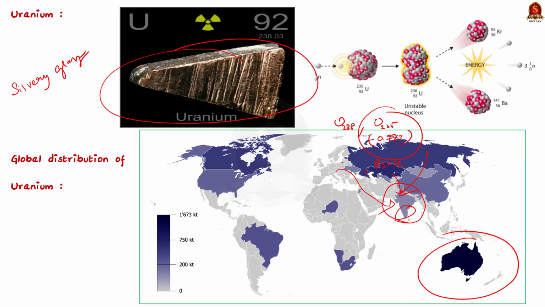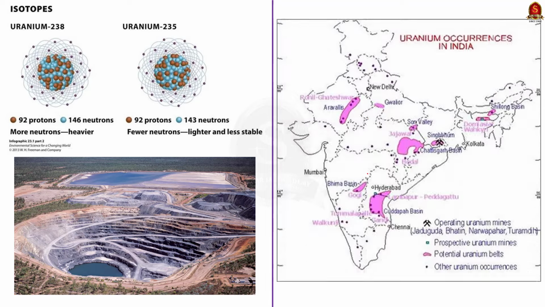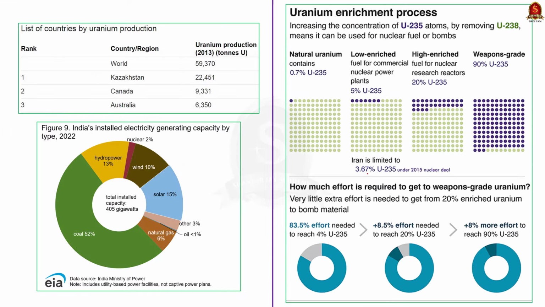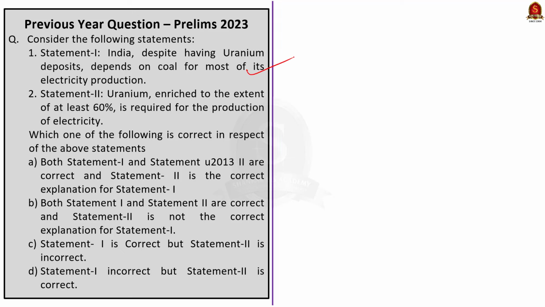So now coming back to the question, statement 1: India, despite having uranium deposits, depends on coal for most of its electric production. This statement is correct. Both conventional, that is thermal, nuclear and hydro, and renewable, that is wind, solar and biomass etc., energy sources are used to produce electricity in India. However, the majority of electricity is produced by coal-fired thermal plants, which provide about 58% of total electricity. In the year 2021-2022, approximately 3.15% of the nation's electricity was generated using nuclear energy.